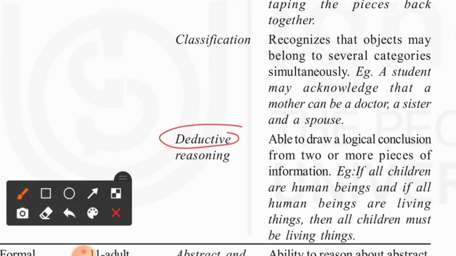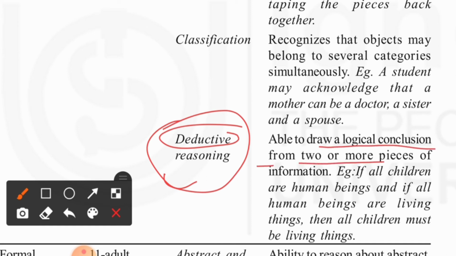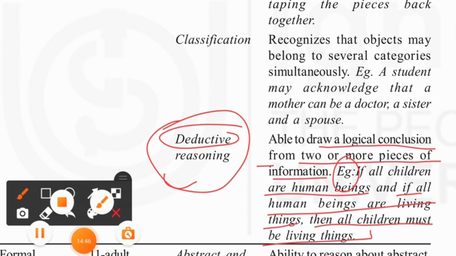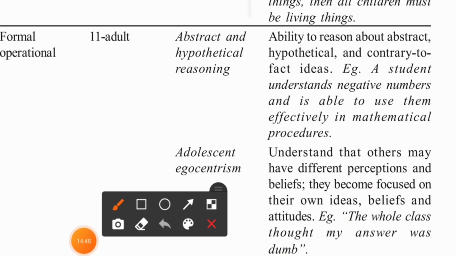Here, the deductive reasoning which takes place in a child: the child is able to draw a logical conclusion from two or more pieces of information. Okay, he is able to reach that stage, that if he gets some facts, he will come to know more, so he is able to weave his own information there. So if all the children are human beings, and if all the human beings are living things, then all children must be living things.